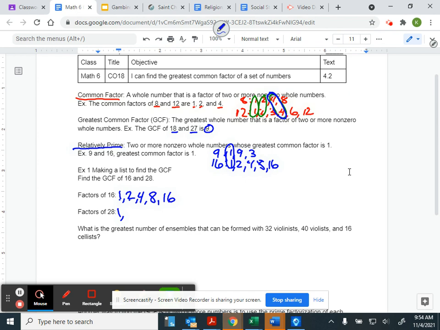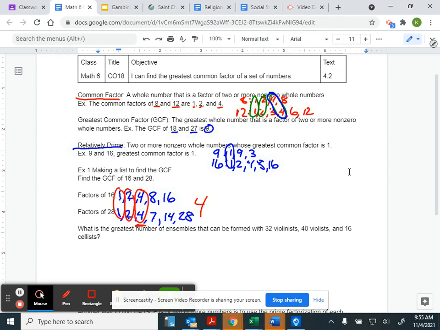We always know there's that 1. Even number, so 2. 3 cannot, 4 can, no 5, no 6, 7. 7 times 4. 8 cannot, 9 cannot, 10 cannot. So I know 4 times 7, 2 times 14, and then 1 times 28. I'm putting them in order so it'll be easy for me to match up my numbers. I see that we share the 1, the 2, and the 4. So my greatest common factor would be 4, the biggest factor that they share.